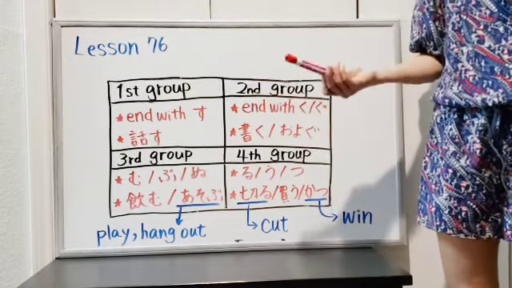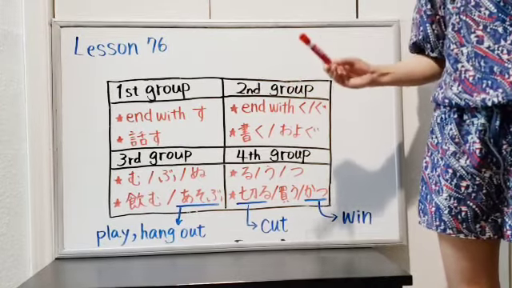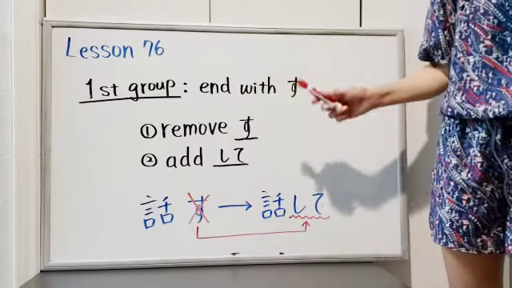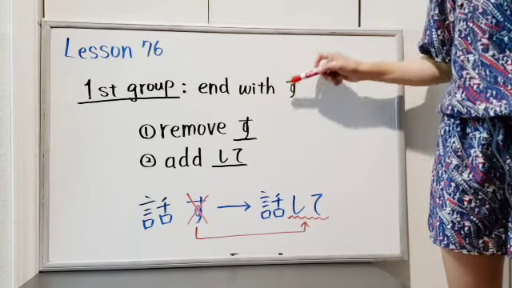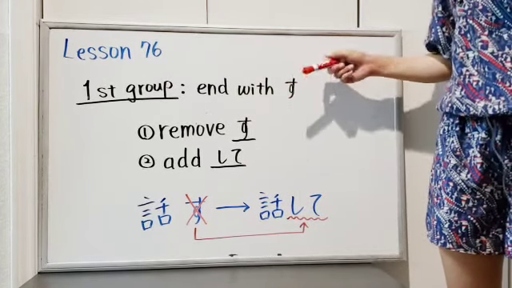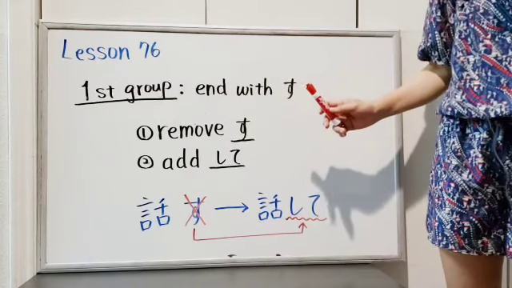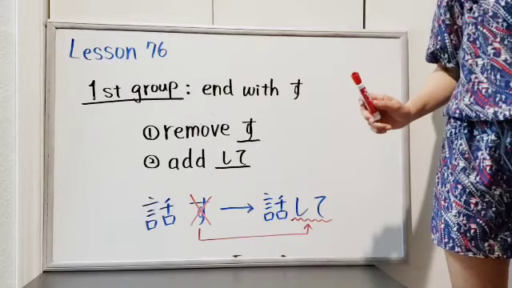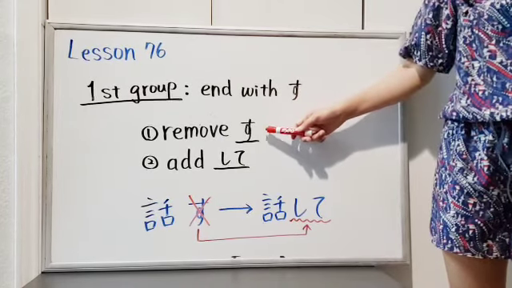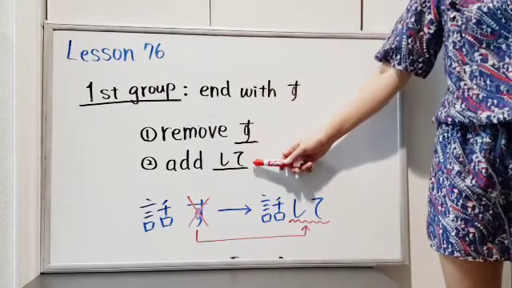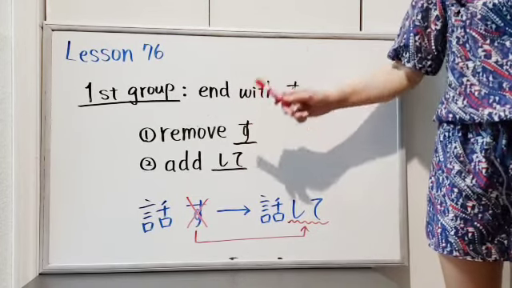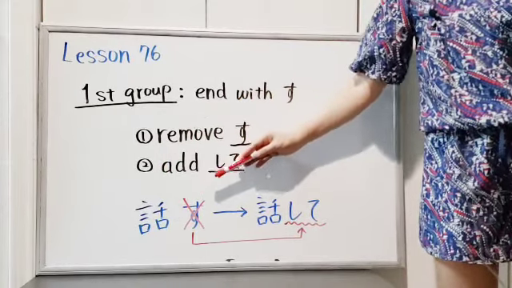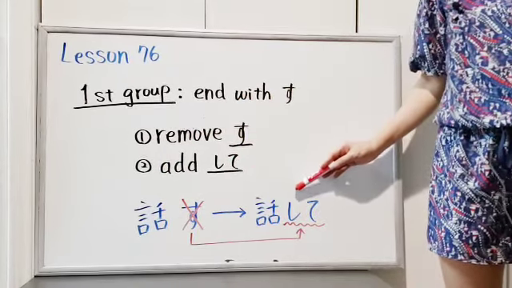Then I will show you how to make the te form one by one. The first group, u-verbs end with su. In order to make the te form using u-verbs end with su, what you need to do is to remove su and add shite. For example, hanasu becomes hanashite.